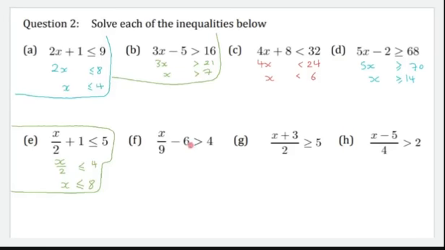Add 6 to both sides. So that will be x over 9 is greater than 10. Then times 9 on both sides. So that's x is greater than 90. Very good. Lovely, lovely stuff.